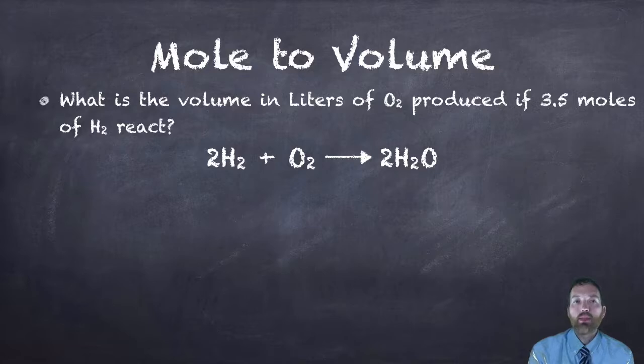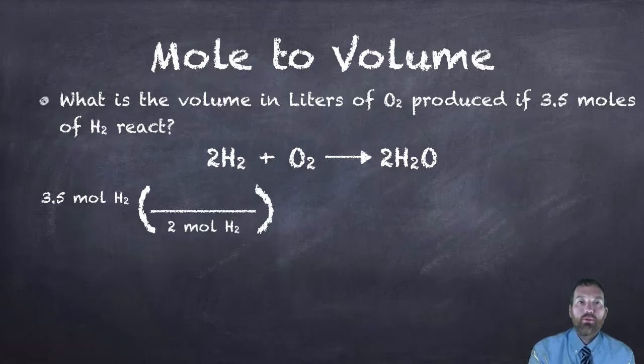So in this next problem, let's convert from moles to liters. So what is the volume in liters of oxygen produced if 3.5 moles of hydrogen react? So we'll start with the number they give us, 3.5 moles of hydrogen. And our first step is we want to convert into moles of oxygen. So according to the balanced chemical equation, there are 2 moles of hydrogen for every 1 mole of oxygen. So I'm going to have 1 over 2. My moles of hydrogen and moles of hydrogen will cancel.